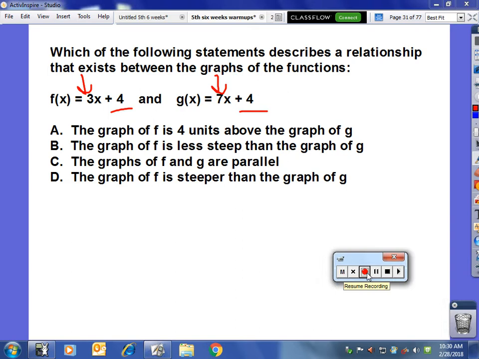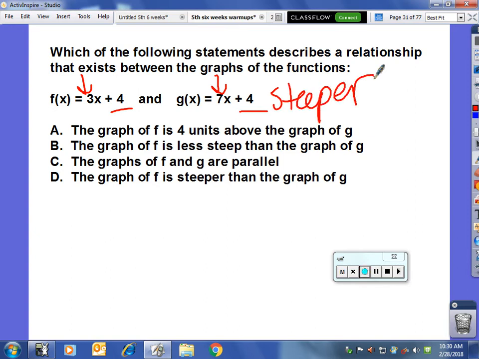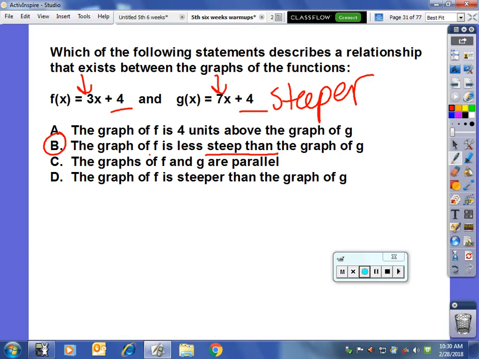Okay, so which one is steeper? Which one's steeper, guys? Now, which one is saying that G is steeper? They're saying it the other way. They're saying that F is less steep. That's the same thing as saying that G is steeper. And if you weren't sure, graph them. This one is going to be steeper.